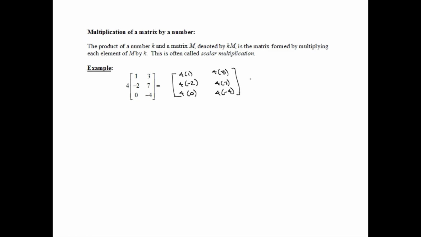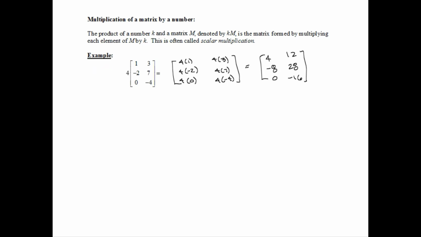And of course, once you know how to do this, you probably won't write that step that I just did. You're going to do 4 and then negative 8, 0, 12, 28, negative 16. That's scalar multiplication. And those are our basic matrix operations. Matrix multiplication is a little more complicated, but we will also learn how to do that later.